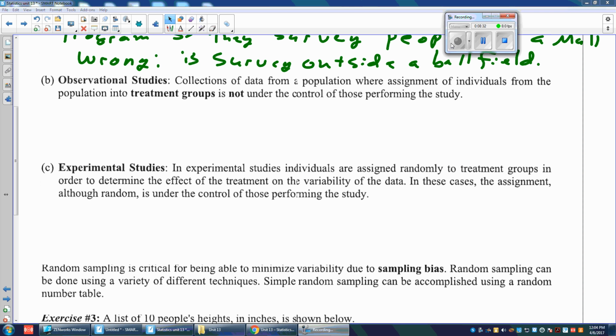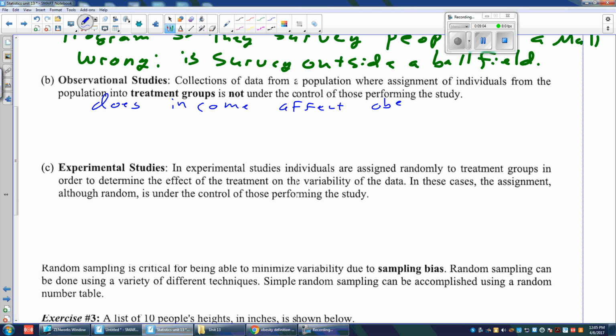Observational studies. Collection of data from a population where the assignment of individuals from the population into the groups is not under the control of those performing the study. So let's say, for example, that the government wants to find out if income affects obesity. Okay, does income affect obesity? So what are they going to do?